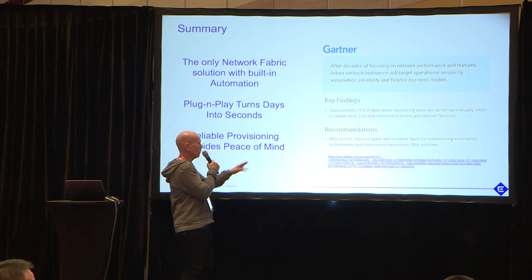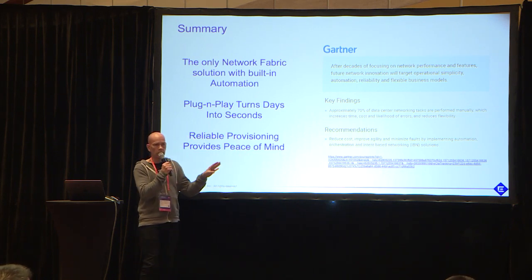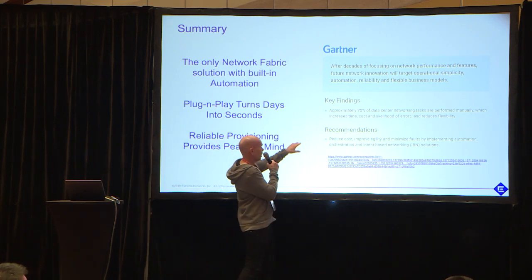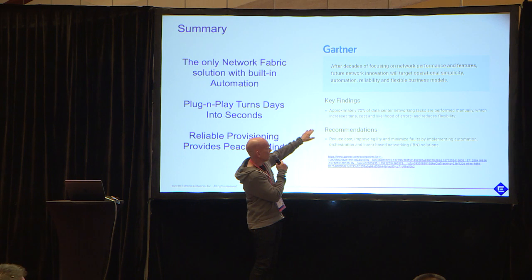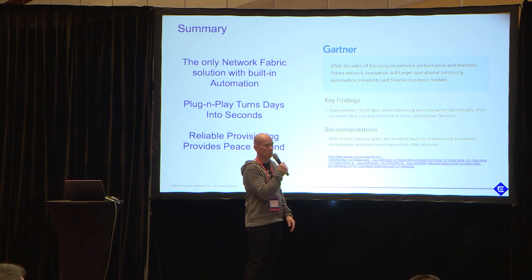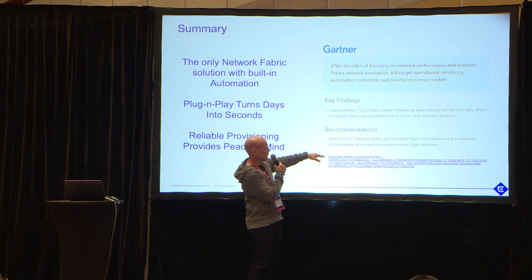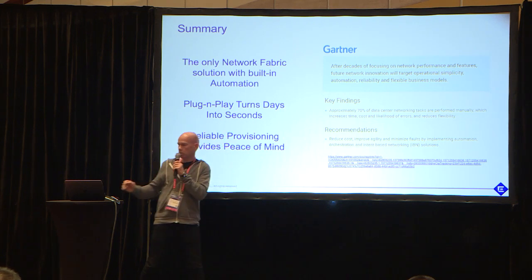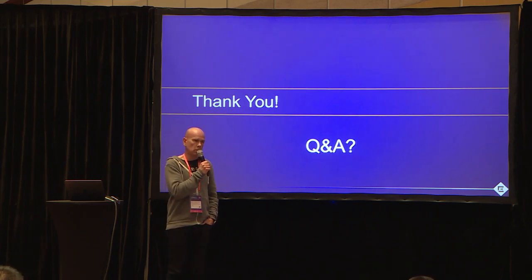And some quotation from Gartner here, which is pretty interesting. I'm not going to quote those, but you can read that. But that basically says that automation is key. And if you look at this one, a key finding is approximately 70% of data center network tasks are performed manually, which increases time, cost, and likelihood of errors today. Obviously, the recommendation is to reduce cost, improve agility, and minimize faults by implementing automation, orchestration, intent-based networking, which is basically what I went through here with the Extreme Fabric Automation. So with that said, this concludes my presentation as a high-level overview.